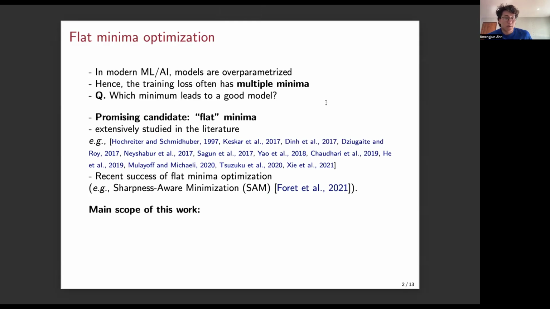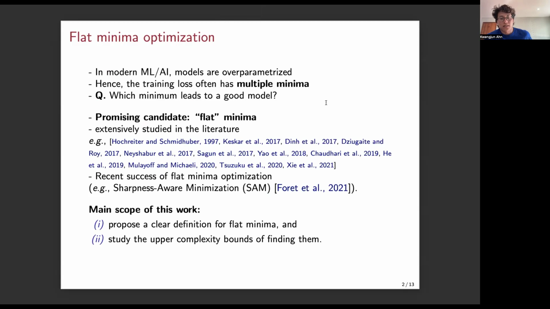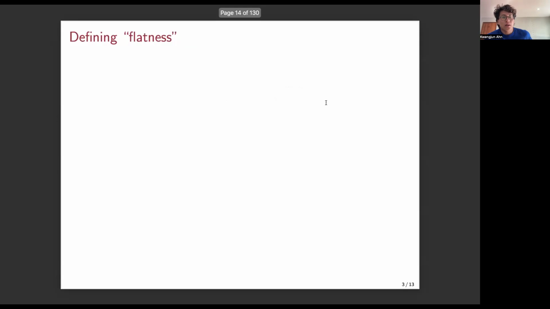Motivated by this, the main scope of this work is to propose a clear definition of flat minima and study the upper complexity bounds of finding them theoretically. Okay, so let's discuss how we define flat minima. A little mathematical notation here. Let's say f, which goes from d-dimensional Euclidean space, where d is the number of parameters, to a scalar, be the training loss.